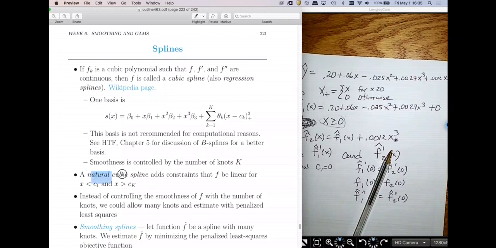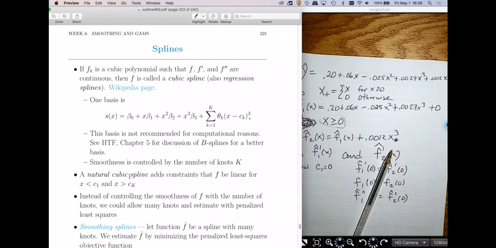So one is called a natural cubic spline. What a natural cubic spline does is it constrains f to be linear if you're outside of your knots. So if you're going to extrapolate, extrapolate with a line. Don't extrapolate with some very curvy, cubic polynomial. And that's what a natural spline is.